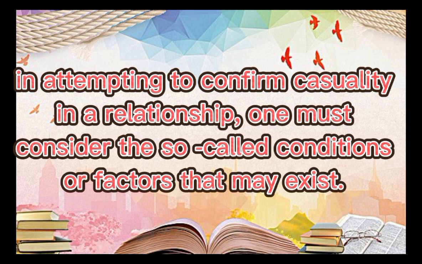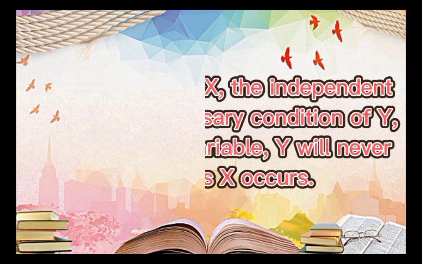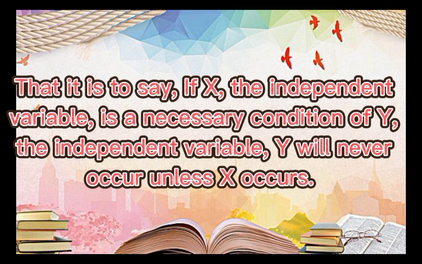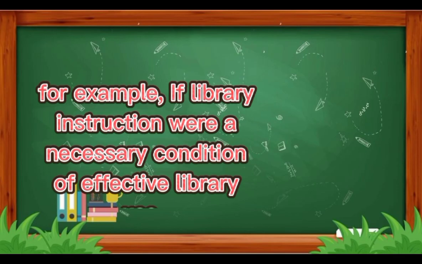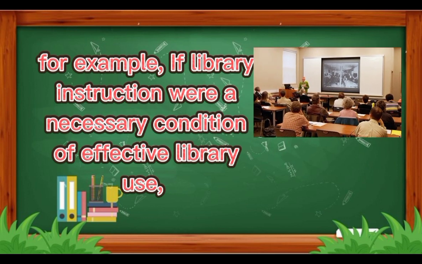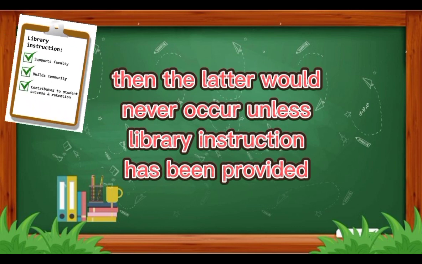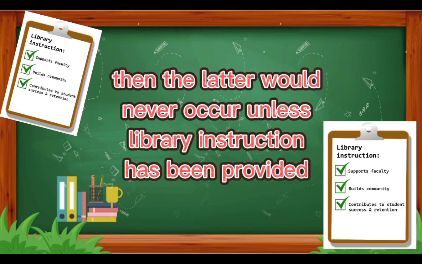that may exist. A necessary condition is one that must occur if the phenomenon of which it is a cause is to occur. That is to say, if X, the independent variable, is a necessary condition of Y, the dependent variable, Y will never occur unless X occurs. For example, if library instruction were a necessary condition of effective library use, then the latter would never occur unless library instruction has been provided.